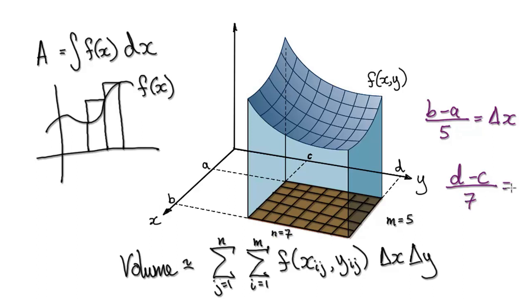So that represents delta y. This is delta y here. This is delta y here, and so on. So when you get delta x times delta y, that represents a small area.